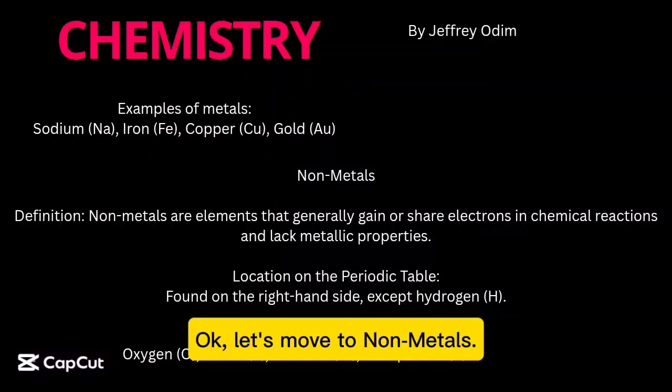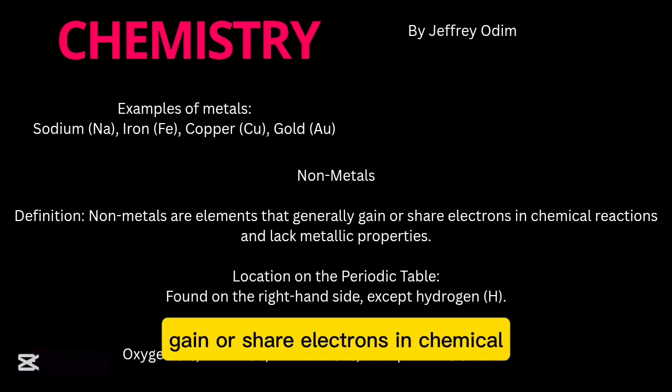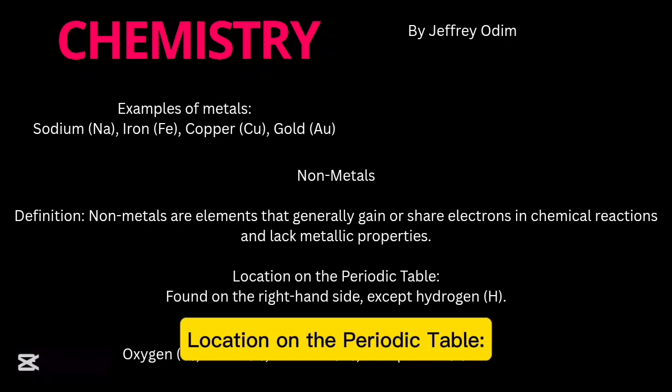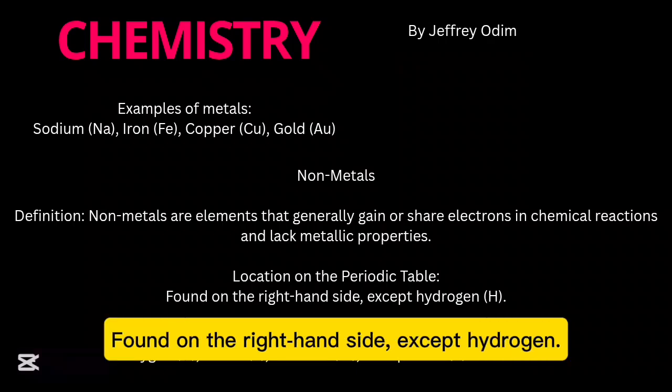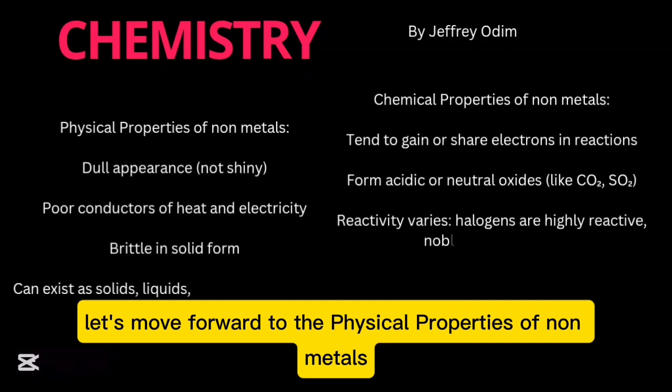Okay, let's move to nonmetals. Definition. Nonmetals are elements that generally gain or share electrons in chemical reactions and lack metallic properties. Location on the periodic table. Found on the right-hand side, except hydrogen. Let's move forward to the physical properties of nonmetals.